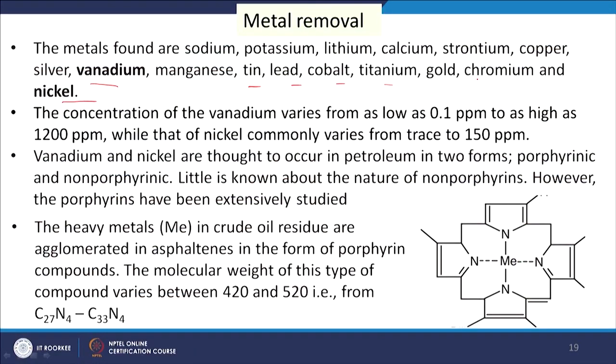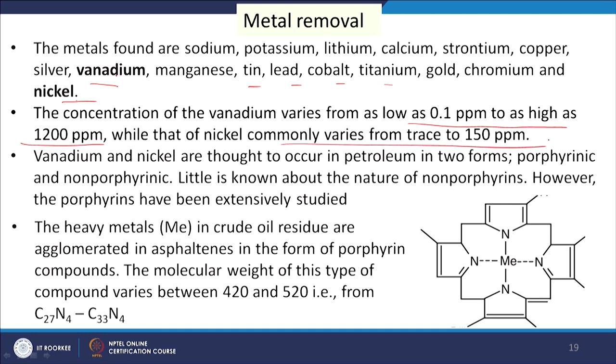Now, we will see the metal removal, how the metal can be removed from the product or the feedstock. As you have seen, in the crude oil, different types of metals are available. Some metals are available in emulsified water, the calcium, magnesium, sodium, etcetera, and some metals are also there, that is vanadium, nickel, tin, lead, cobalt, titanium, gold, etcetera. Those are in less amount, and typically vanadium and nickel are mostly available in crude, and the concentrations of vanadium vary from 0.1 to as high as 1200 ppm, and nickel commonly varies from trace to 150 ppm.